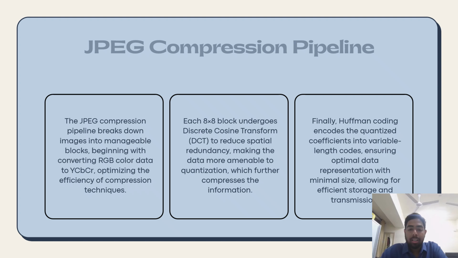Compression pipeline. Firstly, we will convert RGB to YCbCr for better human visual efficiency. Block division: we will split the image into 8x8 blocks. Then we will convert pixels into frequency components. Lastly, we will quantize, that is, we'll remove less important frequencies with major size reduction.